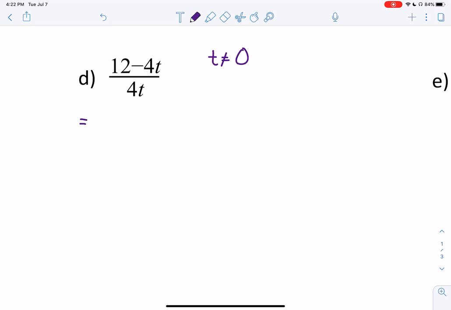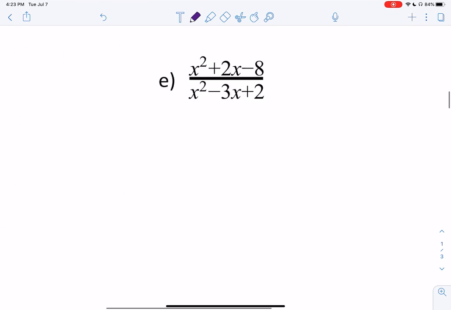So the most I can factor out of this is 4. So we have 3 minus t all over 4t. Now in the numerator, we have two things that are multiplied together. That means we can start canceling things. Now I can cancel those 4's. So I'm left with 3 minus t all over t. Okay, next example.